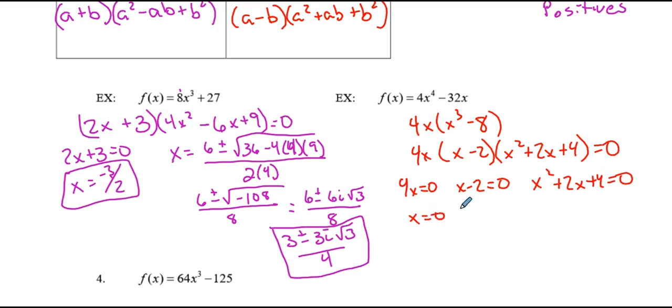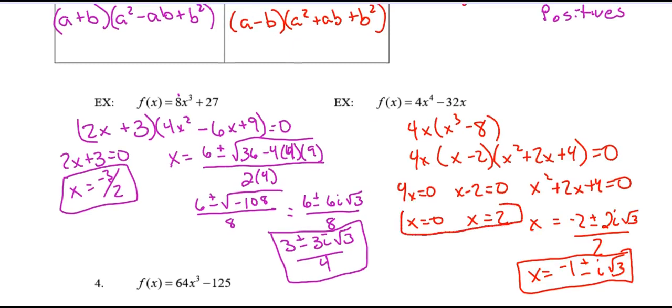So x equals 0, x equals 2, and here's all your solutions: 0, 2, and negative 1 plus or minus i root 3. So if you did the quadratic formula, this should be what you end up with. And so I kind of used the pattern. Maybe that can help you to figure out what the pattern should be.